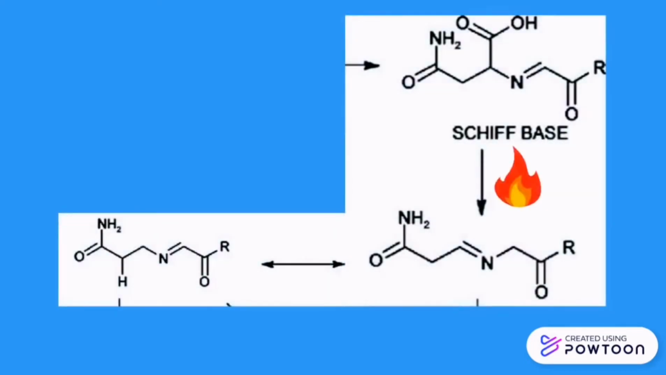Then, with the heat treatment, the Schiff base decarboxylates with the facilitation of the delocalization of negative charges. The decarboxylated Schiff intermediates are formed. This is the second step.